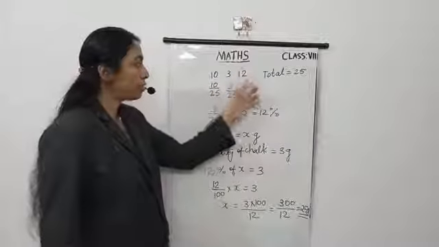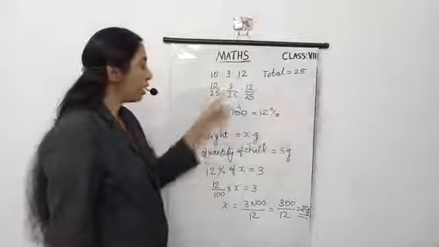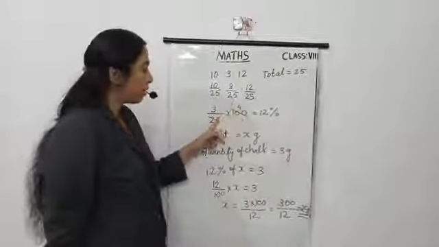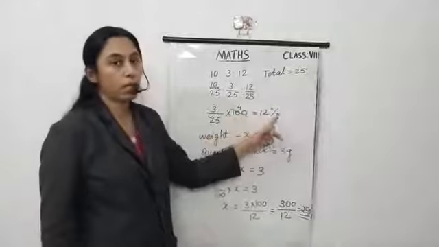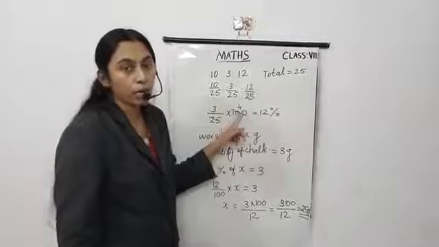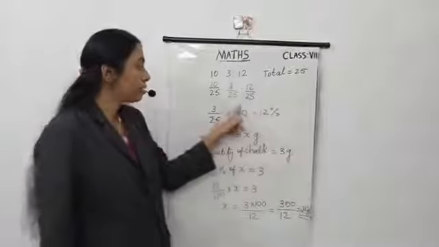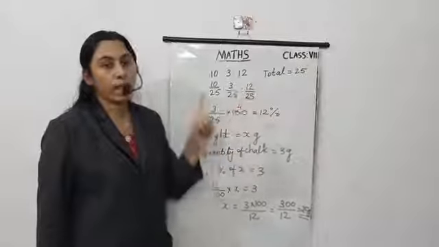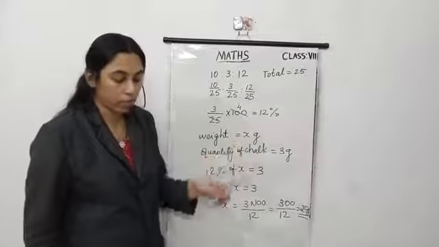10 is to 3 is to 12, total is 25, and the percentage of carbon is the middle. So 3 by 25 into 100 we get 12 percent. 25 and 100 we can cancel. 25 into 4 we get 100. So 3 into 4 is 12. So carbon in chalk is 12 percent.